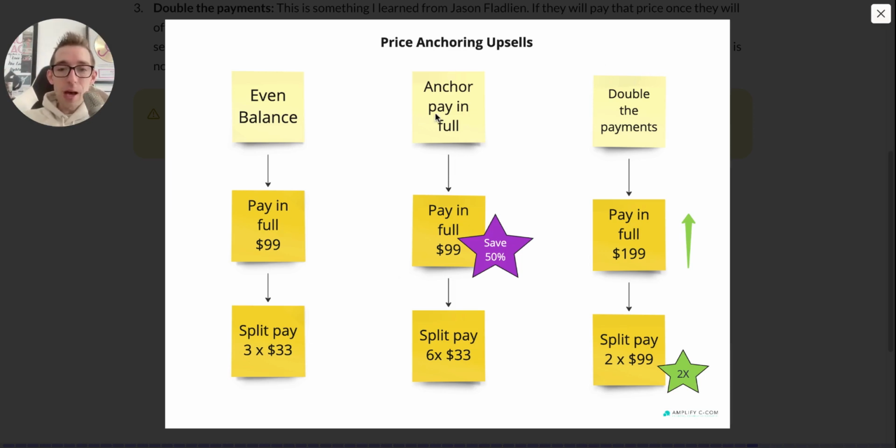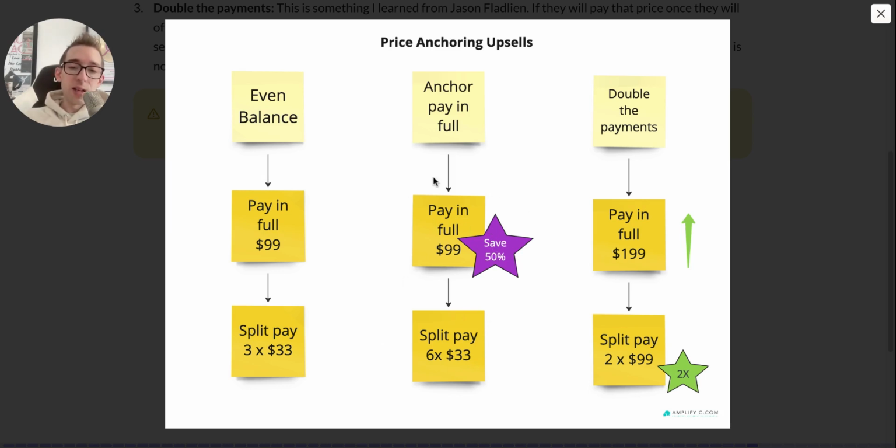So the second one is anchor the pay in full. So you can pay in full for 99, or then you go and double the price of the split pay. So you already knew you were going to sell it for 99, but you say, hey, if you want to get the split pay, sure, you can do it for 33, but it's going to be 6 payments now. So now you're paying what, 198, right? I think that's right. You're paying significantly more. You're paying double what you're paying here. Okay, so that means you're actually saving 50% now, paying in full.